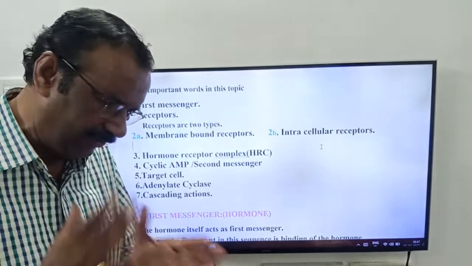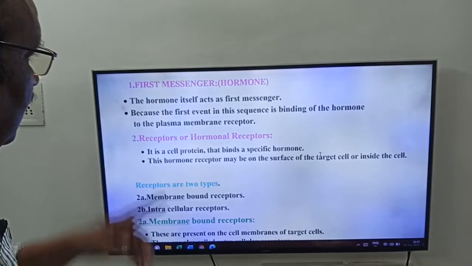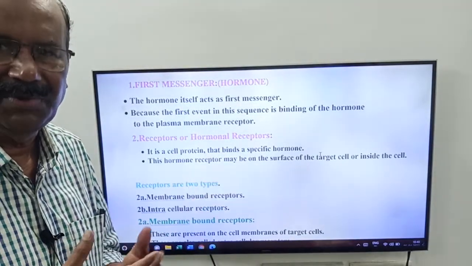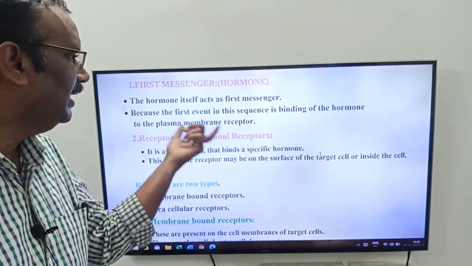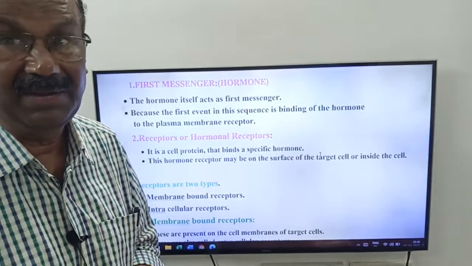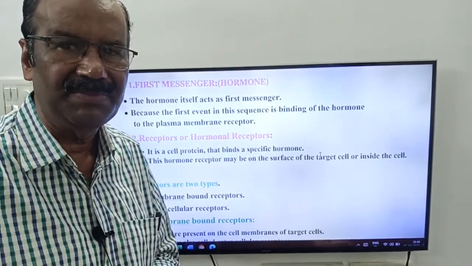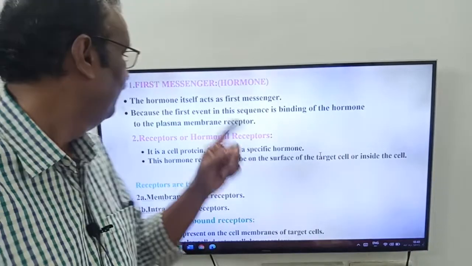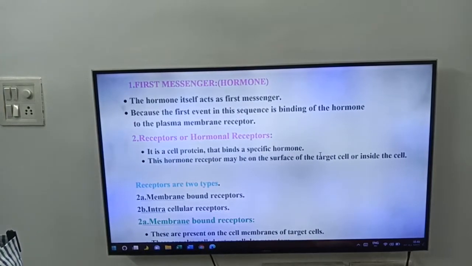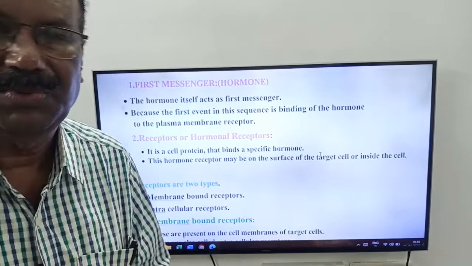Okay friends, now I will take one by one. What is first messenger? See friends, first messenger is nothing but hormone. Hormone itself acts as a first messenger. You know, hormones are called chemical messengers. So hormone itself acts as a first messenger because the first event in the sequence is binding of the hormone to the plasma membrane receptor.